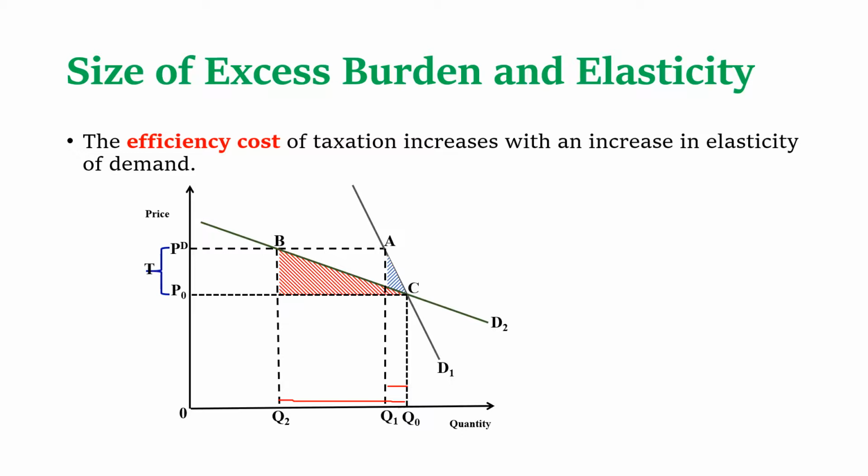Let's say, for example, elastic demand is -5, and you compare that to 0.2. The efficiency cost of taxation at an elasticity of demand of -5 is going to be higher than the one at 0.2. Okay? Simple. It's not hard.